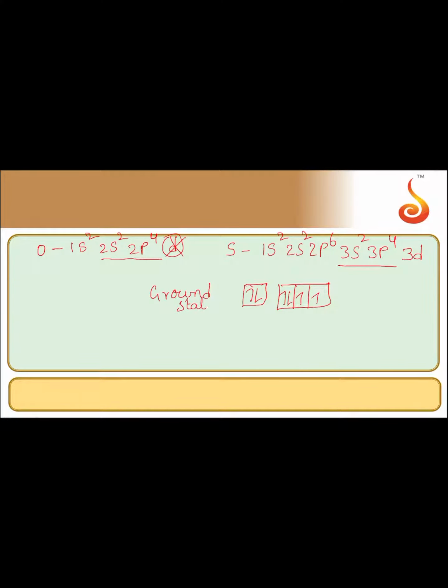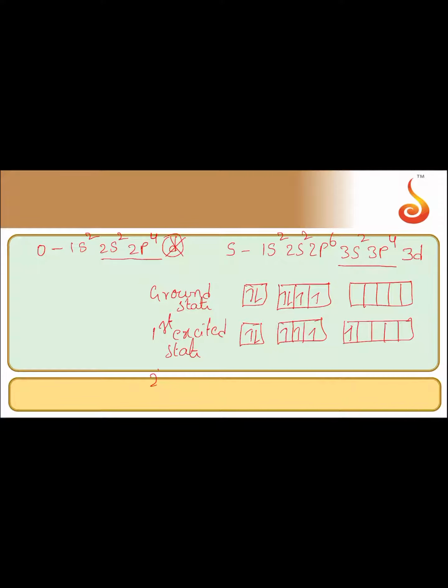Due to the presence of the vacant d orbital, the electron can be excited from 3p orbital and 3s orbital. In the first excited state, the electron present in the 3p orbital can be excited to 3d orbital. Then it will get 1 lone pair and 4 unpaired electrons. Similarly, in the second excited state, the electron present in the 3s orbital can be excited to 3d orbital. Because of that, it will get the 6 unpaired electrons.